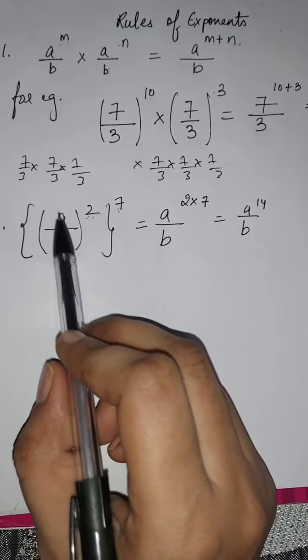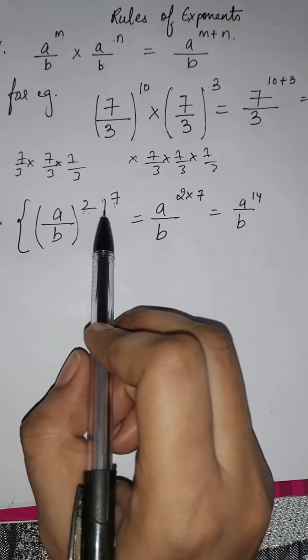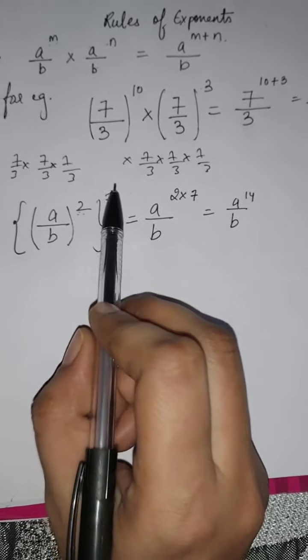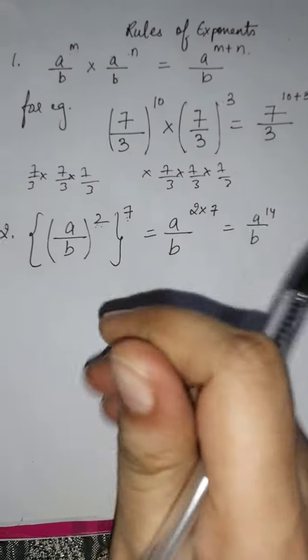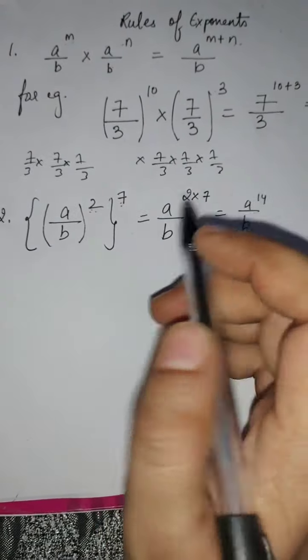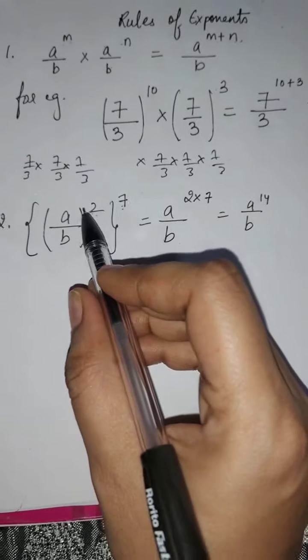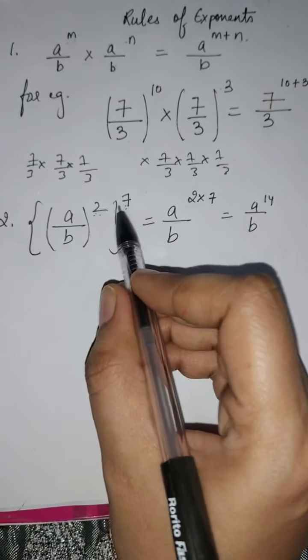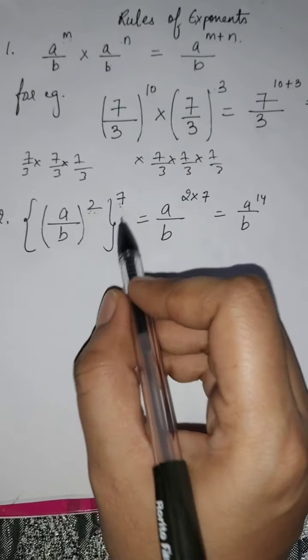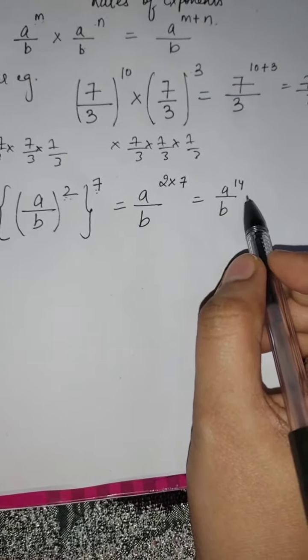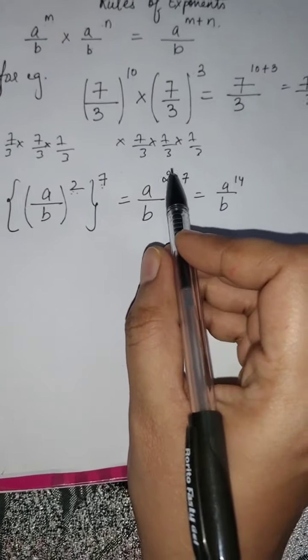First you will multiply this fraction twice, and then whatever is the answer, you will multiply it 7 times. So what do we do? Instead of expanding and doing the calculation, we have just one calculation: we write the fraction once, and the two different powers written outside two different types of brackets are multiplied into each other. Is that clear? So this is the second rule of exponent.